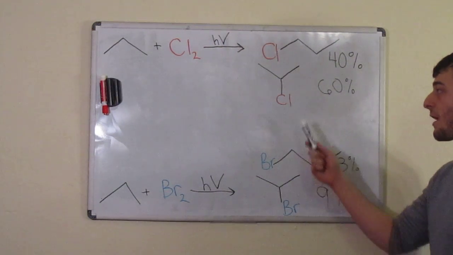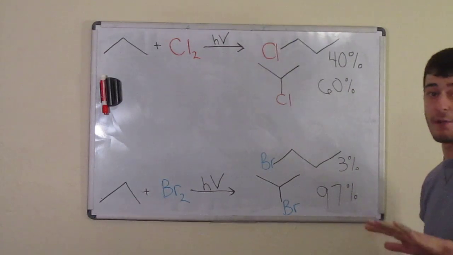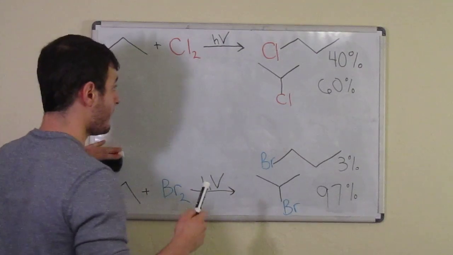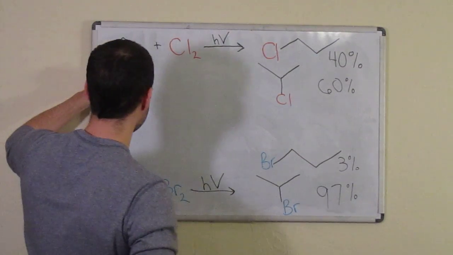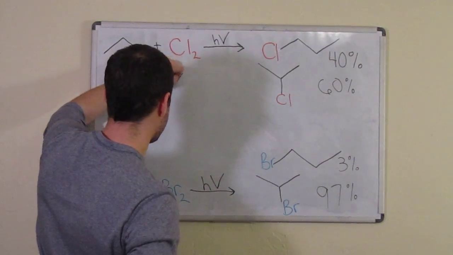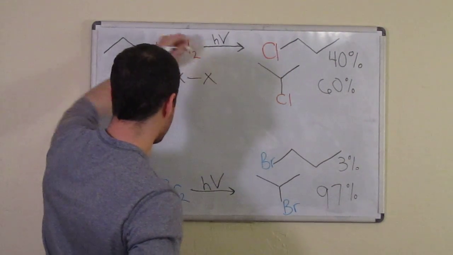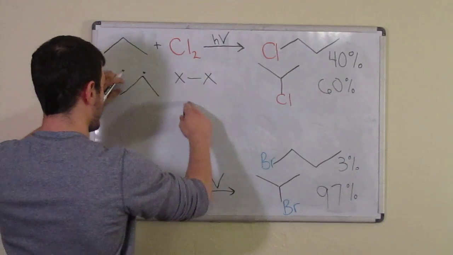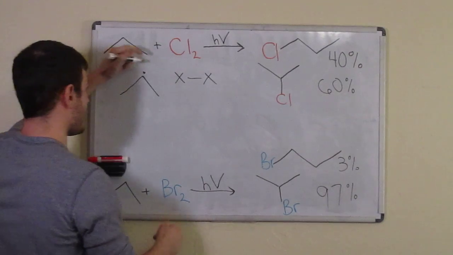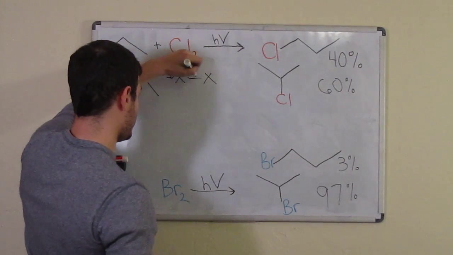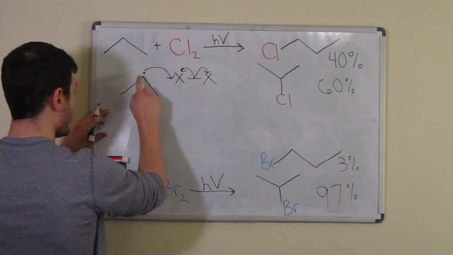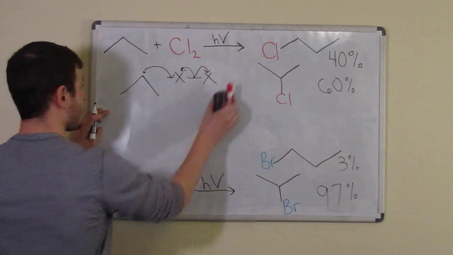First, I want to talk about why they prefer the secondary position. And to do that, we have to look at the radical stabilities. If you remember in the mechanism, you need to have a radical that's going to abstract the halogen, either a chlorine from Cl2 or a bromine from Br2. So to do that, you have to first produce this radical.